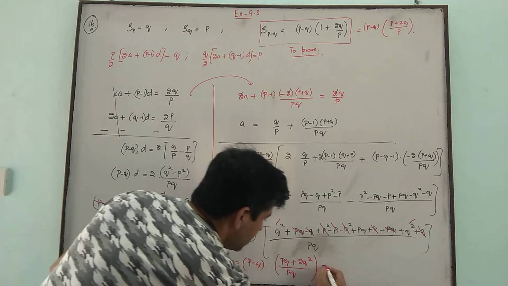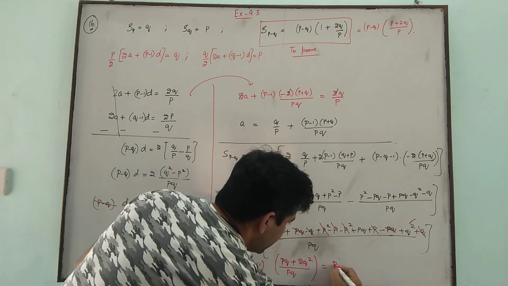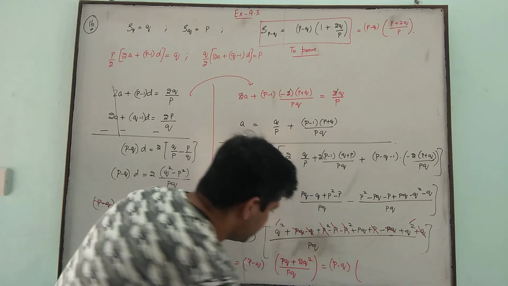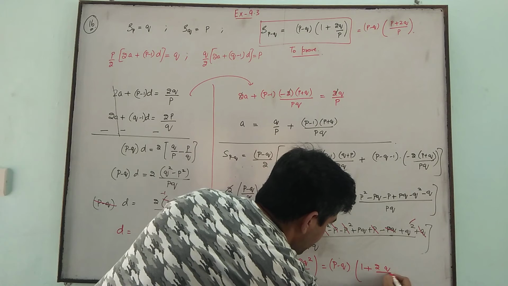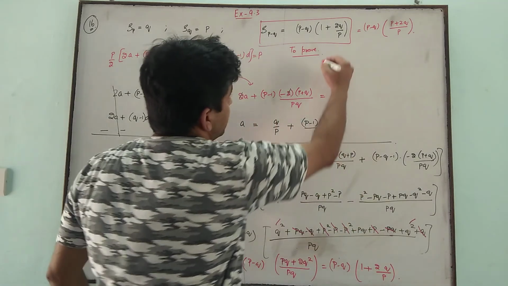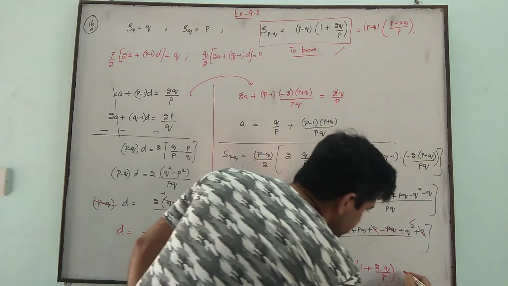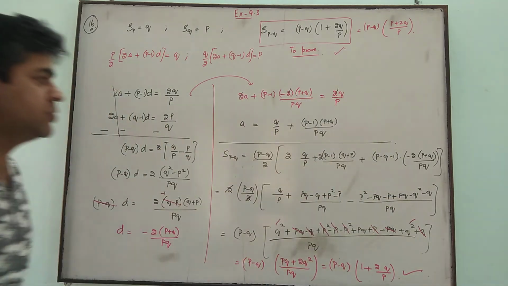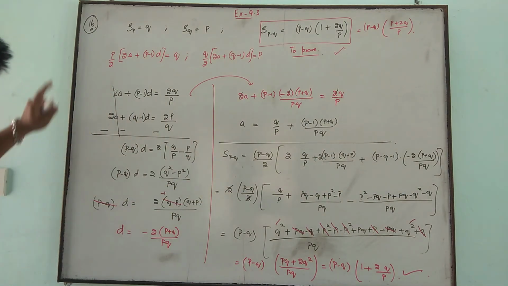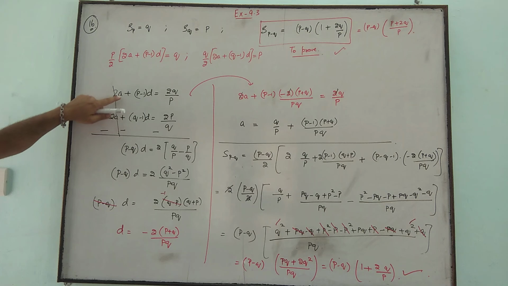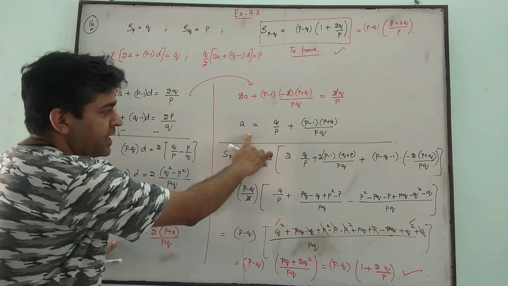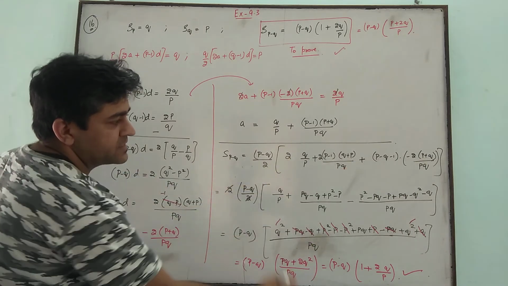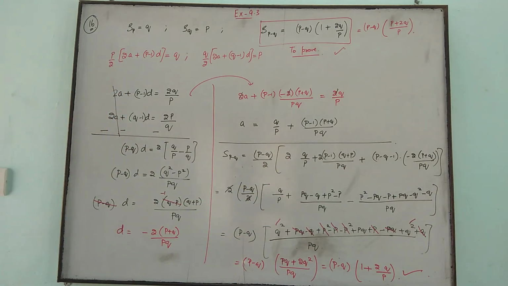And on solving, this will be 1 plus 2q upon p, and this is what you need to do. Just simplification is there. The main point here is that two equations are given, solve them for d and a and put them in the formula. After that, it is simple algebra. Note it down.